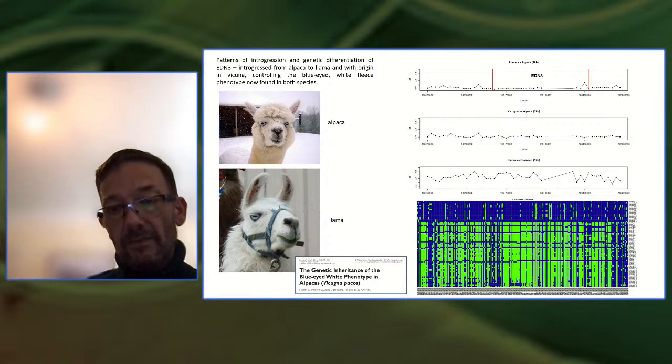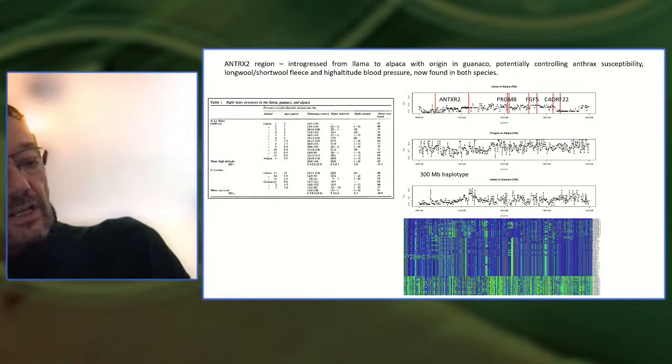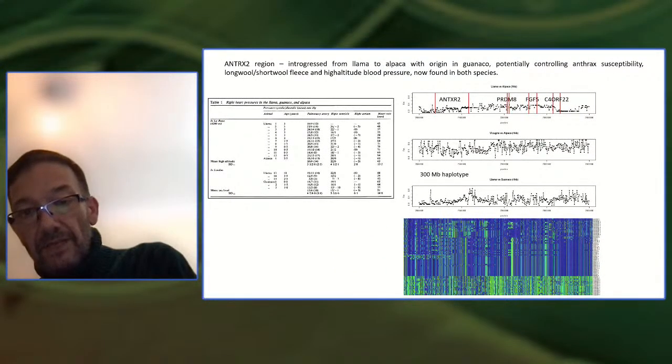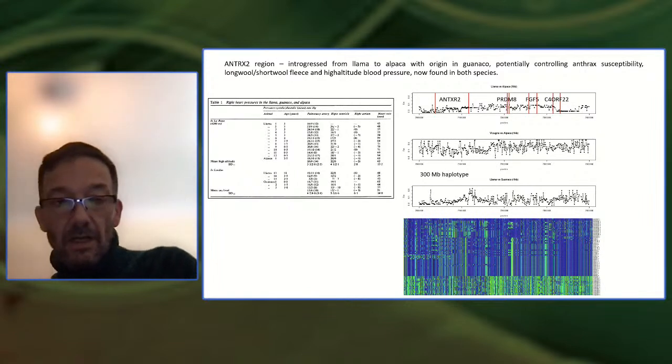In contrast, next slide, we have a really interesting region called the ANTXR2 region, which comprises a large number of genes involving all sorts of different interesting phenotypes like anthrax susceptibility, fleece length, but most important, perhaps, high altitude blood pressure. And we find that this gene has its original origin actually in the guanaco, not in the vicuña. So this is a whole haplotype that seems to be ported across during domestication from the guanaco into the llama, and then adaptively introgressed from the llama into the alpaca, allowing the alpaca to persist at high altitudes.